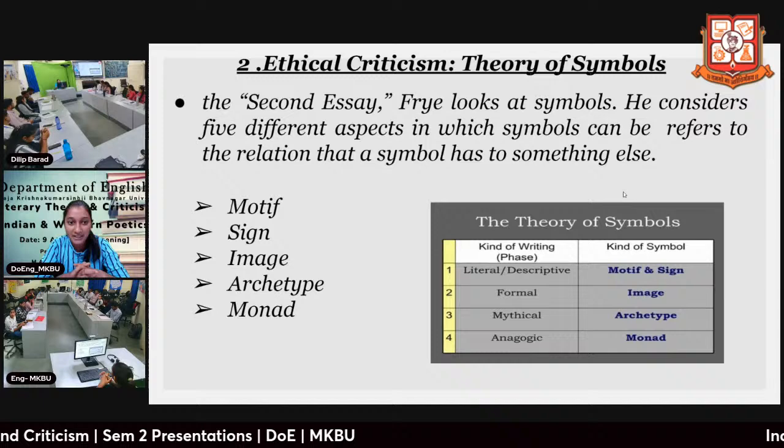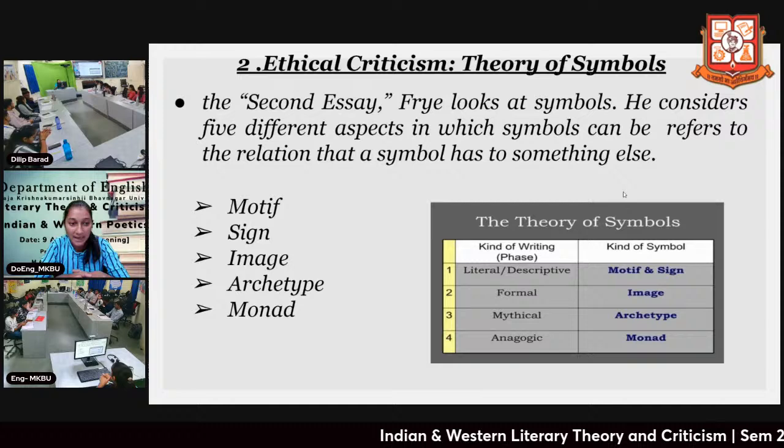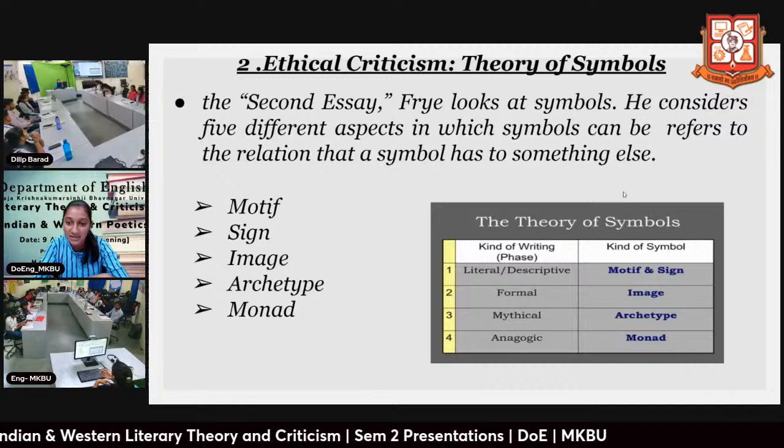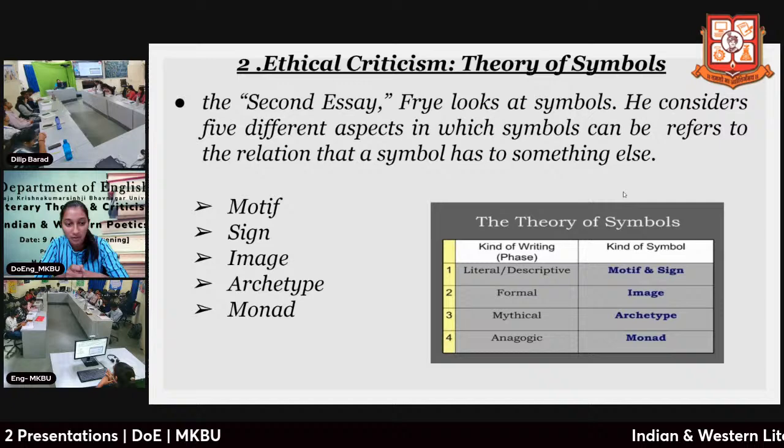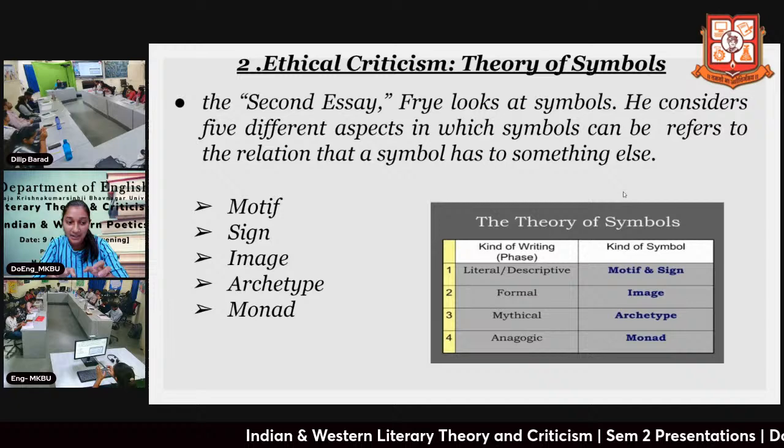The second one is ethical criticism, the theory of symbols. In the second essay, Frye looks at the symbol and considers different aspects of it, and how it can differ in the relation the symbol has to something else. He refers to the motif, the symbol as it relates to the work. The sign reflects something outside of the work.